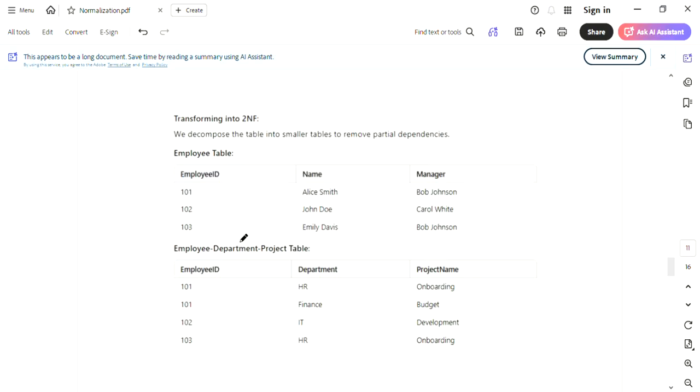For example, these tables are said to be in second normal form because employee ID is the primary key and name is totally dependent on employee ID. Manager is also dependent on employee ID. Whereas department and project name are not totally dependent on employee ID. So what have we done? We have decomposed the table into smaller tables to remove the partial dependencies. The project name is not totally dependent on this, and the department is not dependent on all these things. So taking the primary key into consideration, we have decomposed the tables.